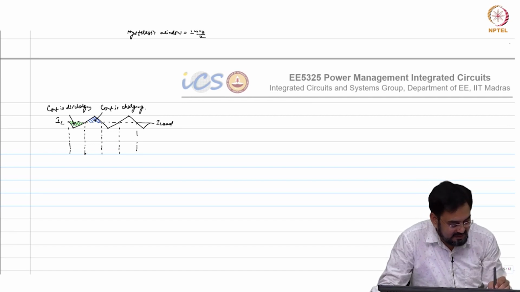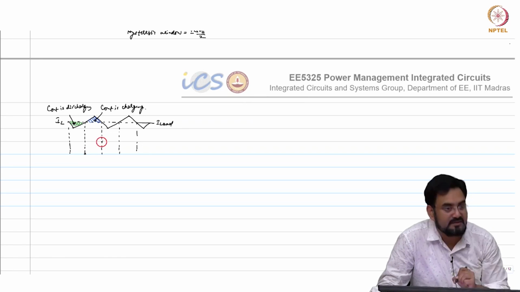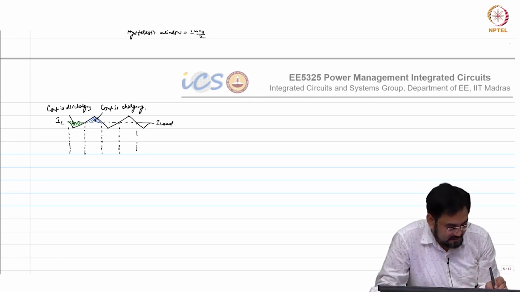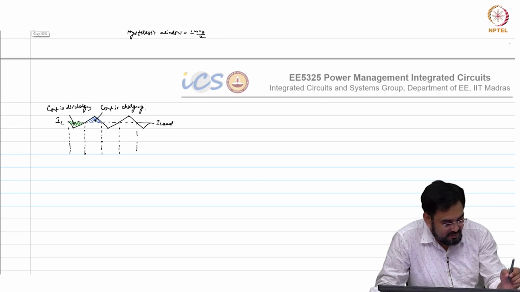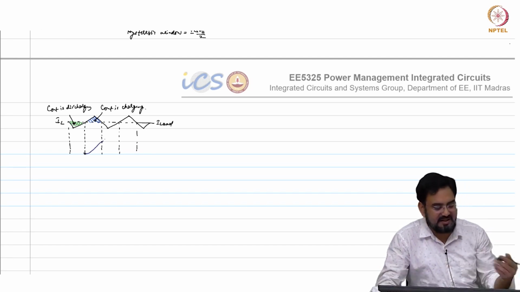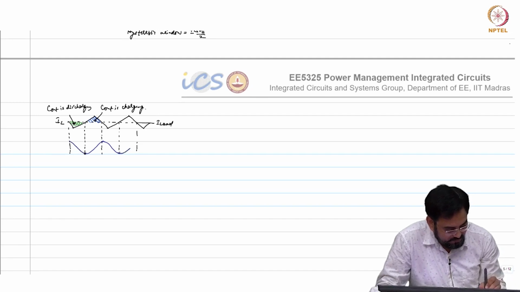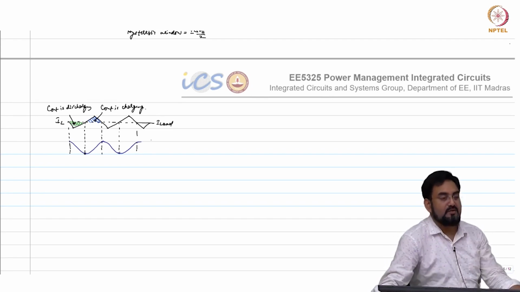Which means your valley has to occur here and the peak has to occur here, correct? So your shape will be, let me draw this color, okay, and if you integrate you will get the same thing actually. Okay.